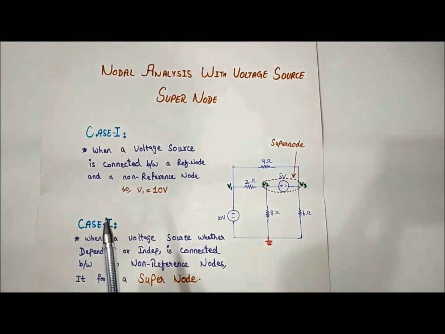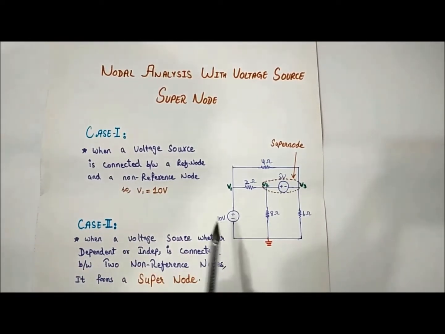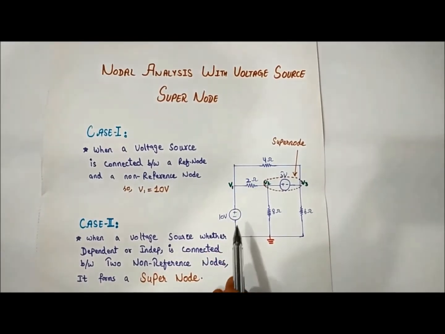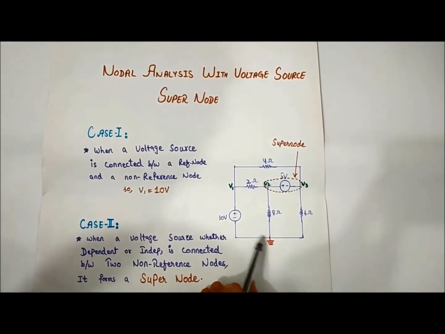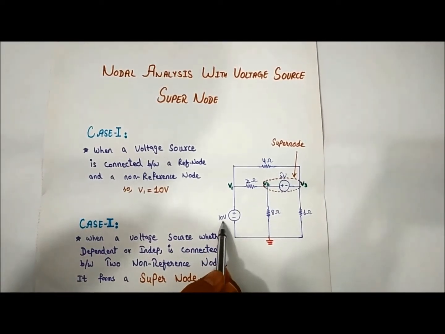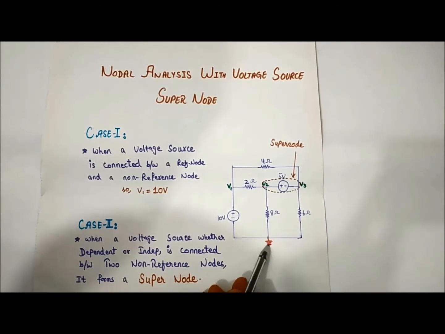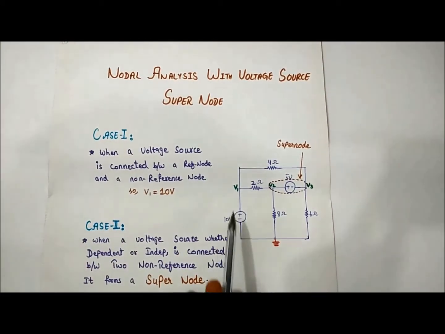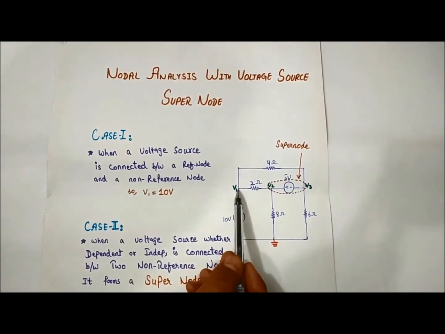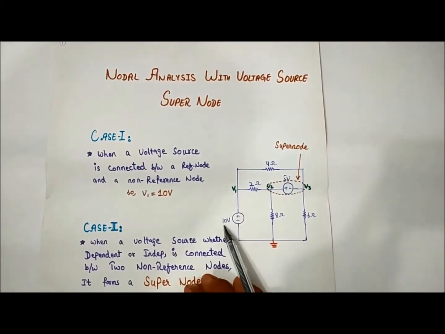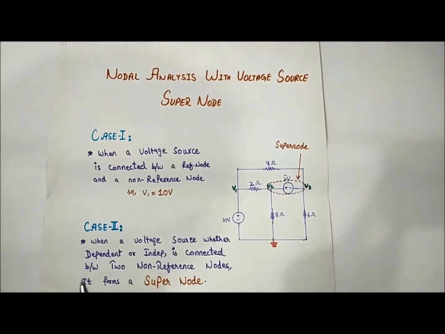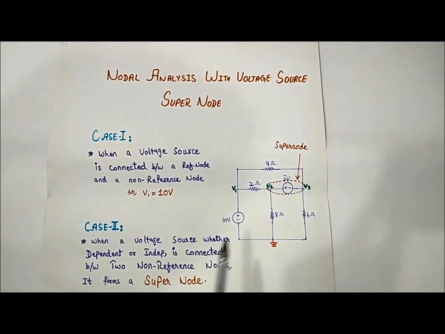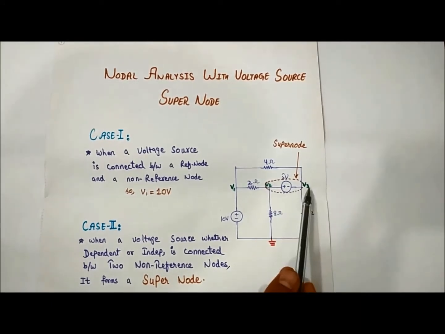Case one is when a voltage source is connected between a reference node and a non-reference node. Like here in this circuit, the 10 volt voltage source is connected between this reference node and this non-reference node. So in this case, we will consider the voltage across this node, V1, as 10 volts. It's a universal rule. The second case is when a voltage source is connected between two non-reference nodes.